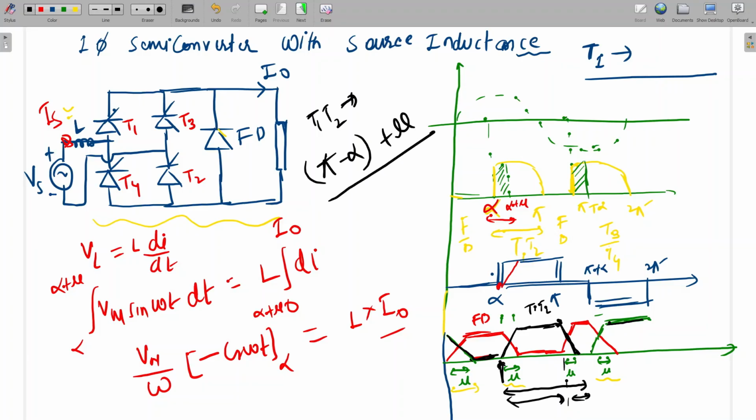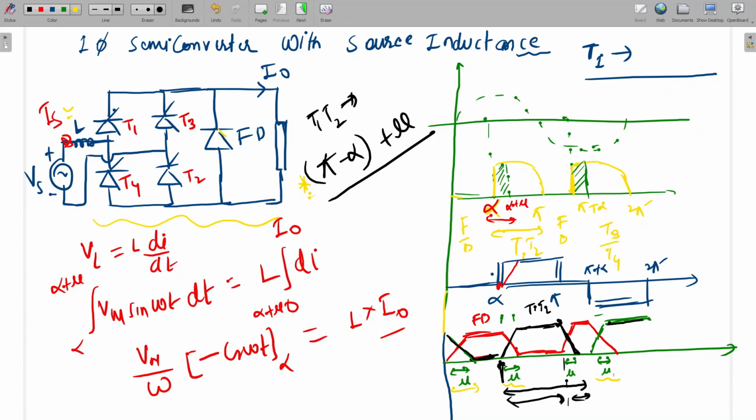So already we have observed this sequence: whatever will be the conduction angle without overlapping, the same value is added. Like I have discussed the formula for the three phase rectifier also. There also we got the same thing, pi minus alpha plus mu.